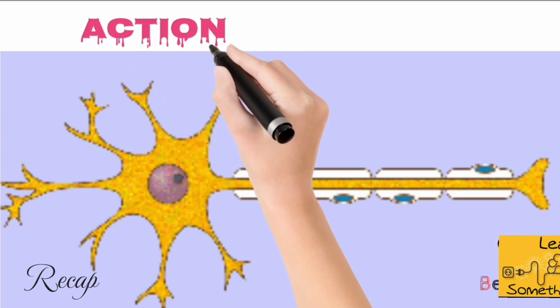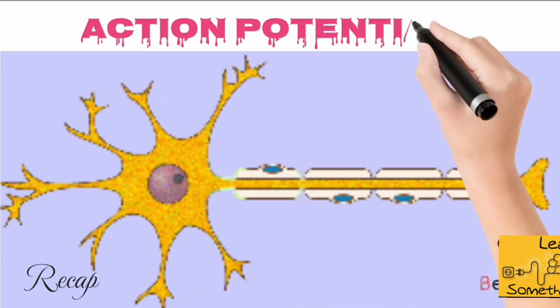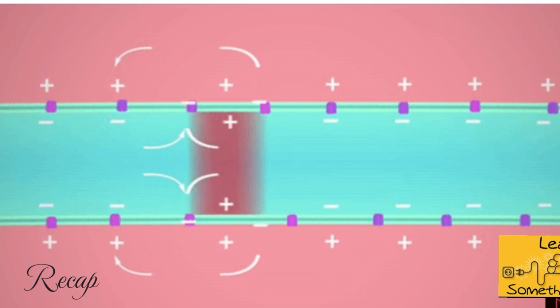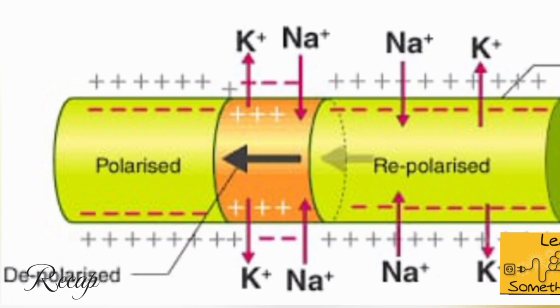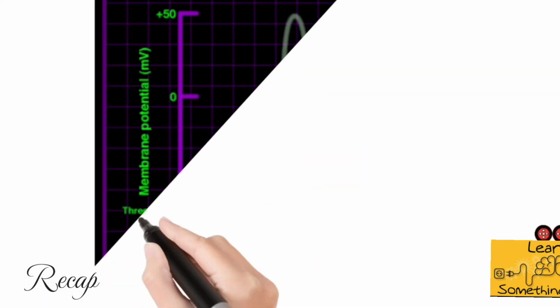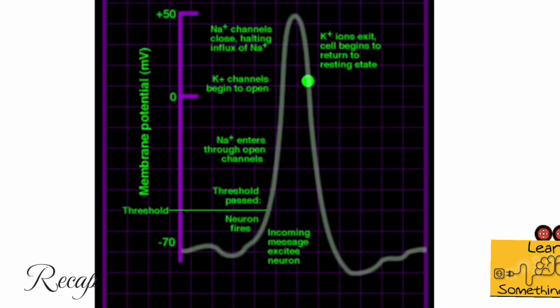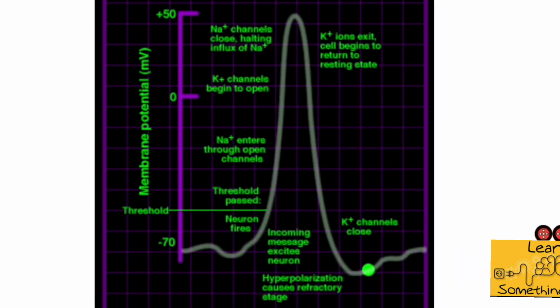In the previous video, we discussed how the action potential causes electrical signals to move inside the neuron. Along with this, we also discussed the polarized, depolarized, and repolarized states of a neuron. Simultaneously, we also discussed the graph of an action potential.